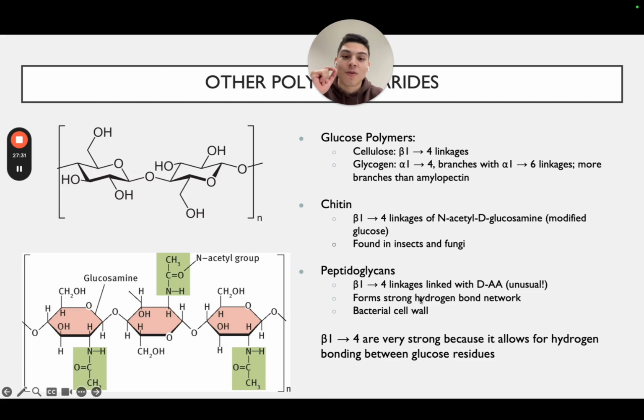And this is what actually forms the bacterial cell wall. If you're doing staining, for example, not to get too off topic, there's gram-positive and gram-negative staining, and this just has to do with the prevalence of peptidoglycans in the cell wall. So something cool to note. Beta 1,4 linkages are very strong because they allow for hydrogen bonding between glucose residues.